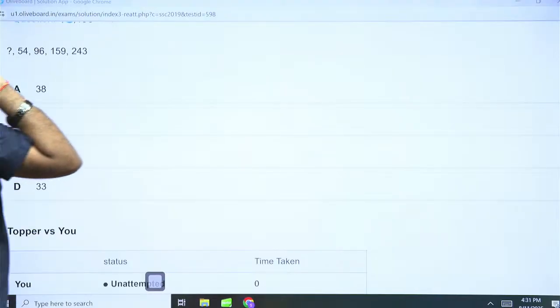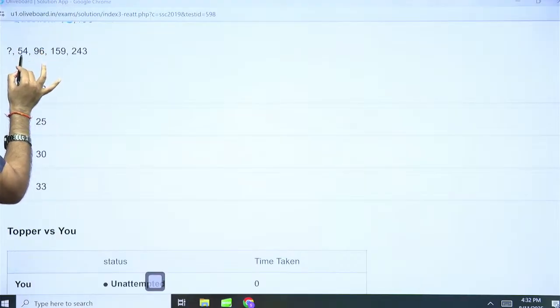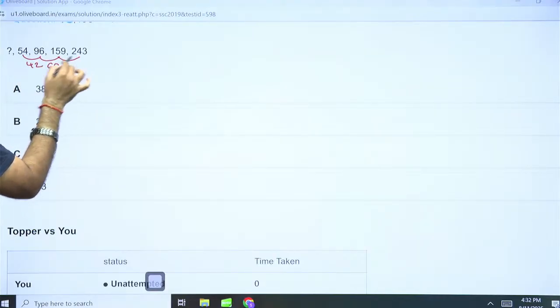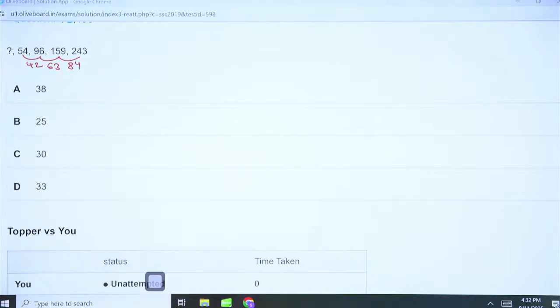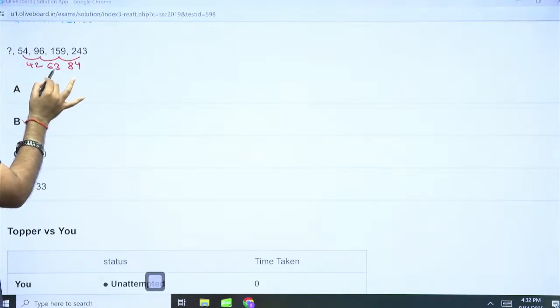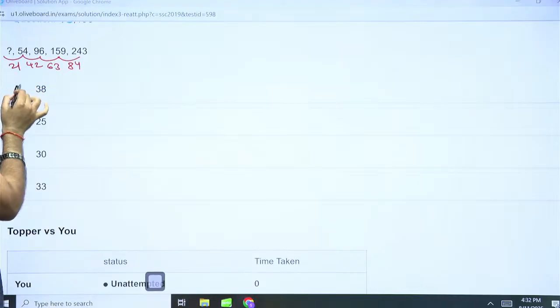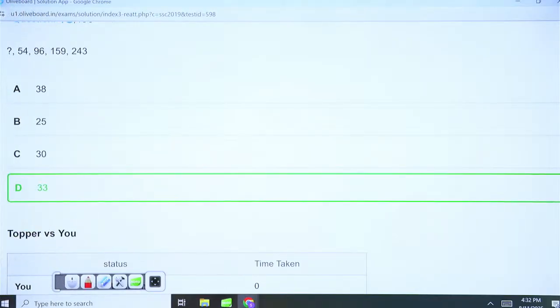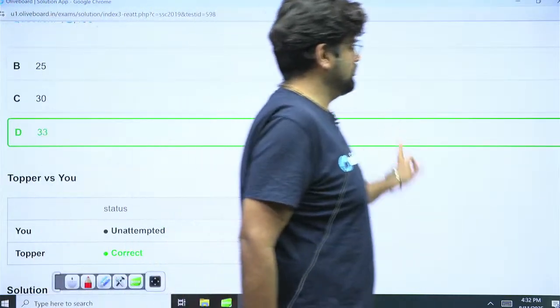Okay, what is happening? Let's check the difference only. So the difference here is 42, 63, 84, 21, 21, 21, 42. Okay, these are all multiples of 21. This is 21 into 2, 21 into 3, 21 into 4. So the first one will be 21 into 1, 21. 54 minus 21 will be 33. Option D is the right answer. Easy only, not difficult. 30 seconds. Good job.